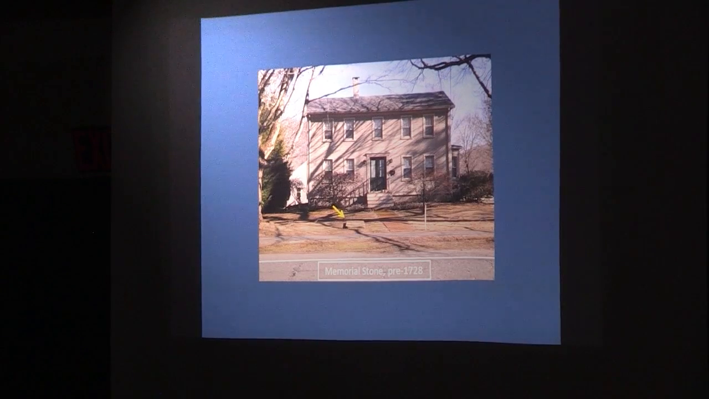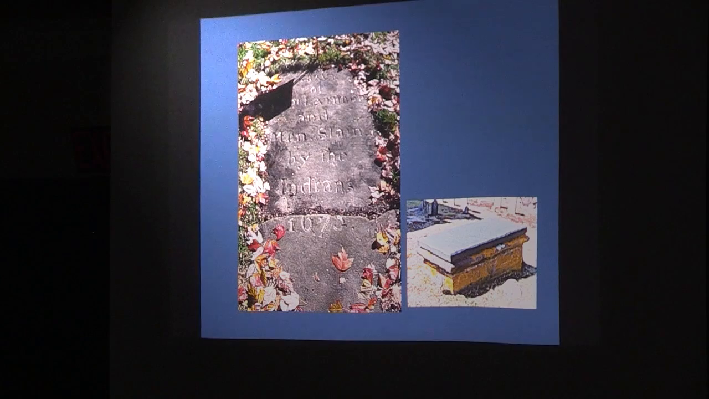And as far as I can figure, it was placed over this grave sometime between 1716 and 1720, before 1728. Judge Sewell comes and visits the site and doesn't mention the memorial, but there is a visitor that comes to the site and registers the memorial in his diary. And this is what it looks like. It says grave of Captain Lathrop and men slain by the Indians 1675.